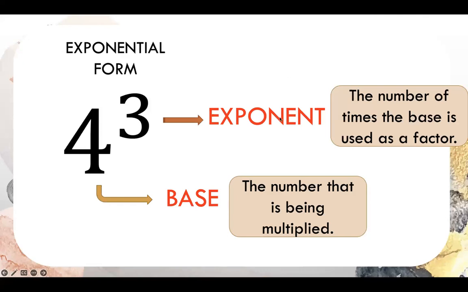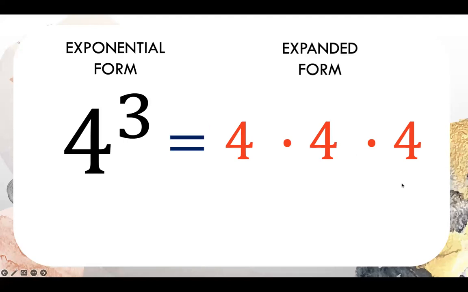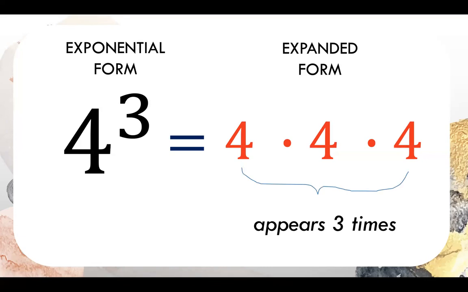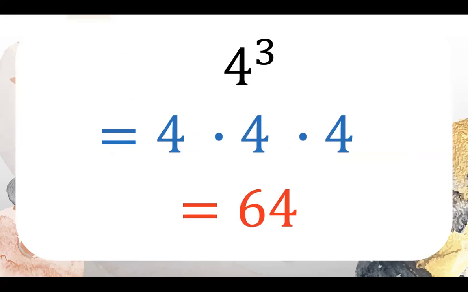If we're going to write this exponential form in its expanded form, it is 4 times 4 times 4. So we multiply the base 4 three times since we have an exponent of 3. So again, 4 appears 3 times because of our exponent 3. So if we simplify 4 cubed, 4 times 4 is 16, times 4 is 64. Therefore, 4 cubed is equal to 64.